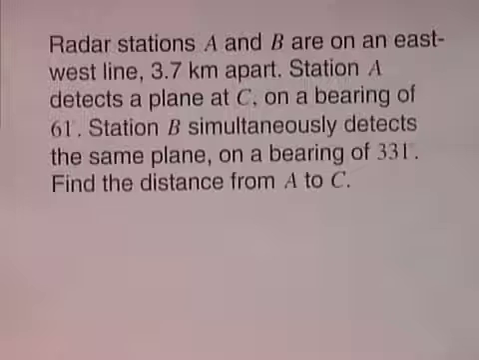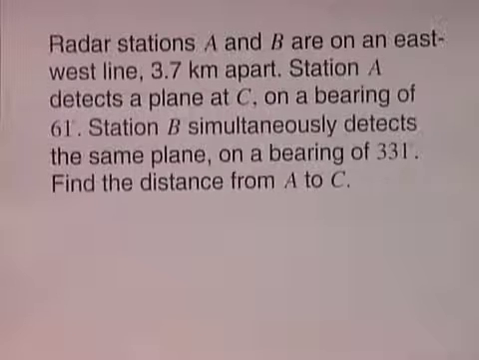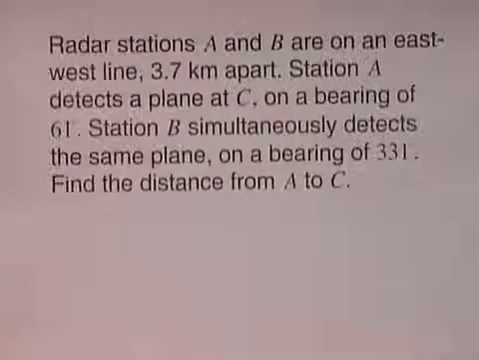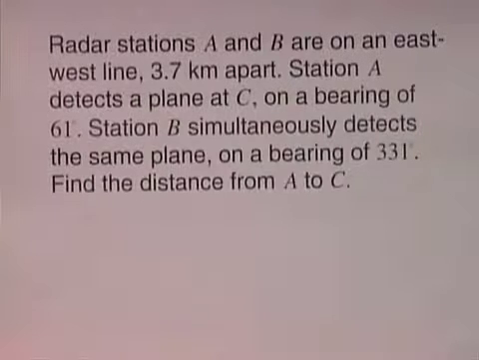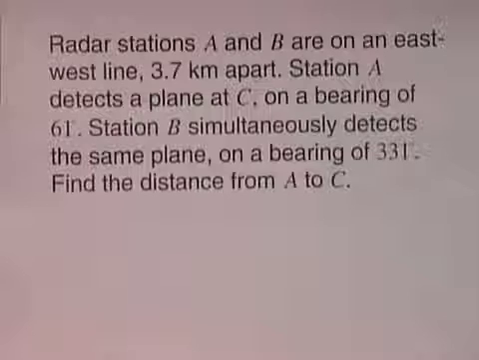In this example, we'll be solving a problem involving bearings. Radar stations A and B are on an east-west line 3.7 kilometers apart. Station A detects a plane at C on a bearing of 61 degrees. Station B simultaneously detects the same plane on a bearing of 331 degrees. Find the distance from A to C.